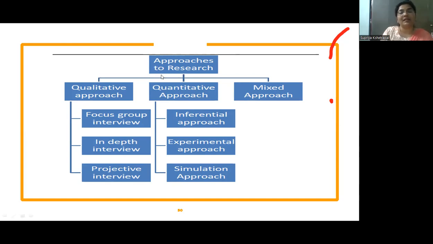In the quantitative approach, it is an inferential approach, experimental approach, and the simulation approach that come under the quantitative approach, and the mixed one comes between these two.